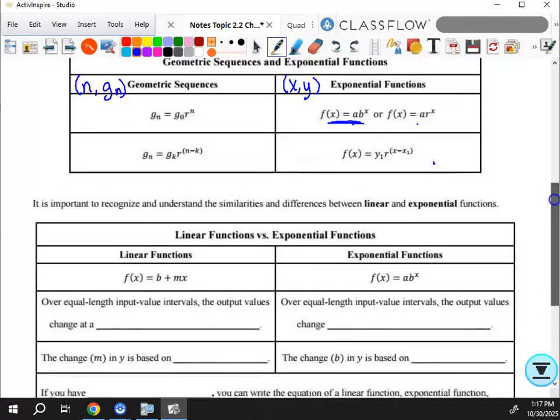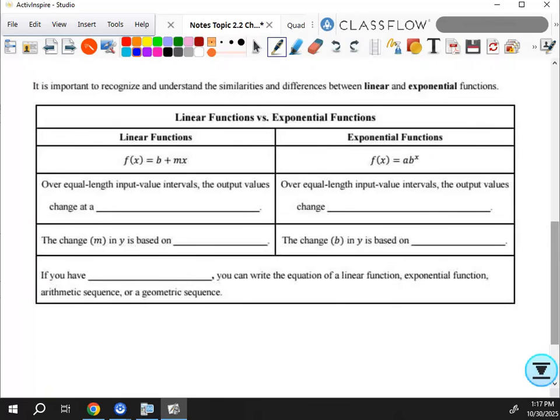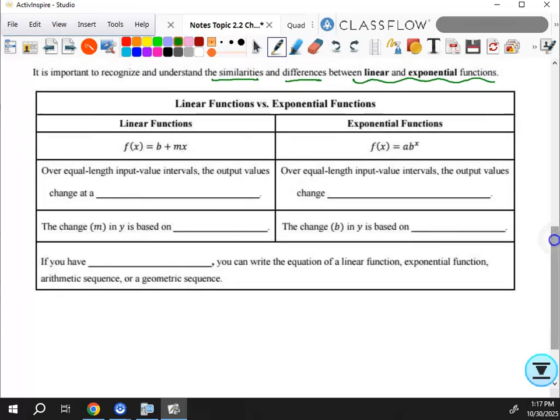All right. So it's important to recognize and understand the similarities and differences between linear and exponential functions. Visually, I think the differences are pretty obvious, but also when you're talking about them functionally. For our linear functions, and notice this terminology here, over equal length input value intervals. Okay, we've written that a lot. And if you're not used to writing that, or you've never heard that before, you haven't been paying attention and you haven't been writing down stuff you should have been, right? Because that's a big part of these answers.